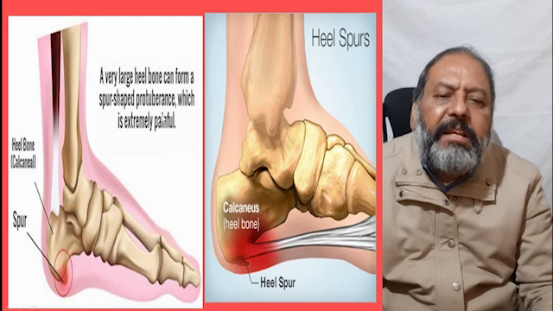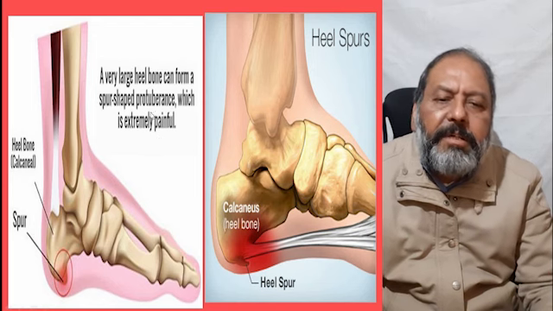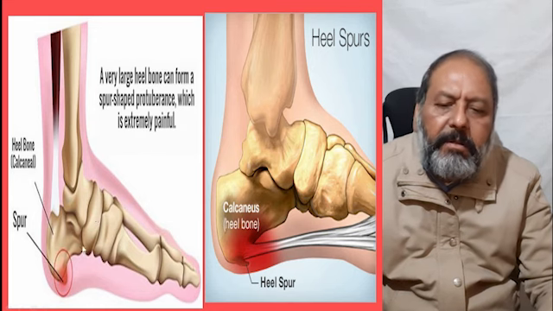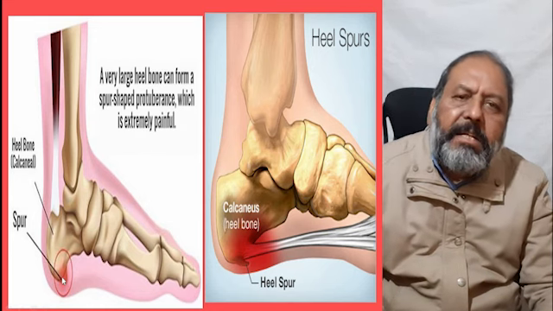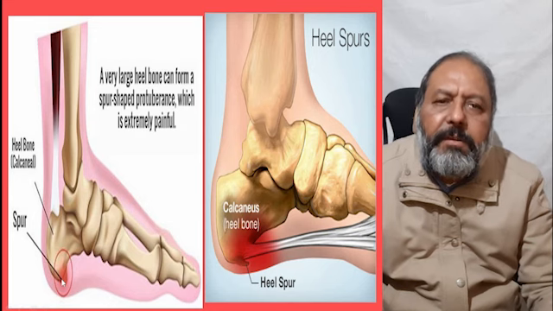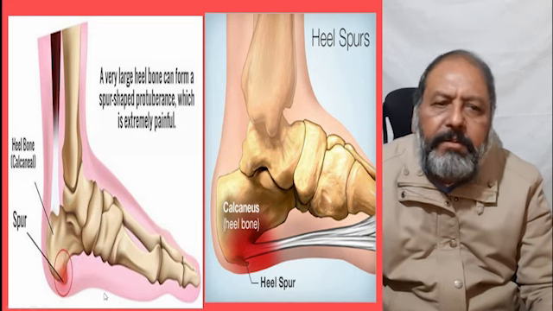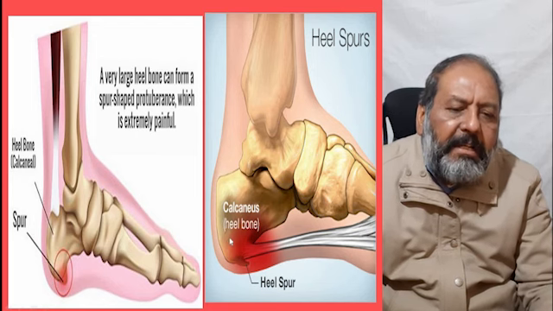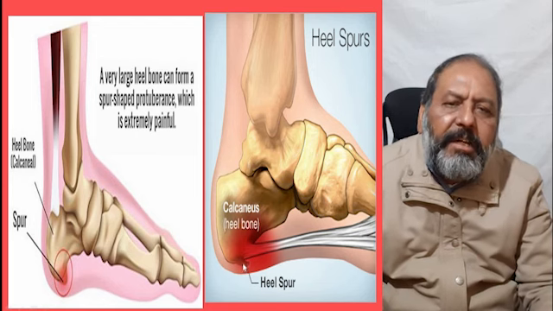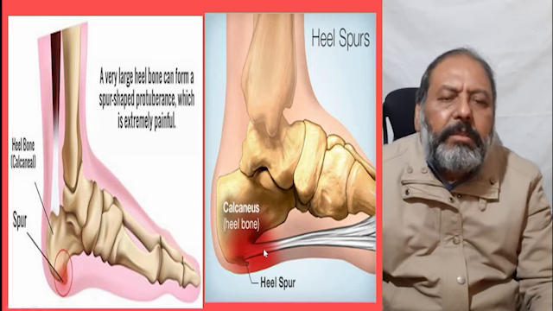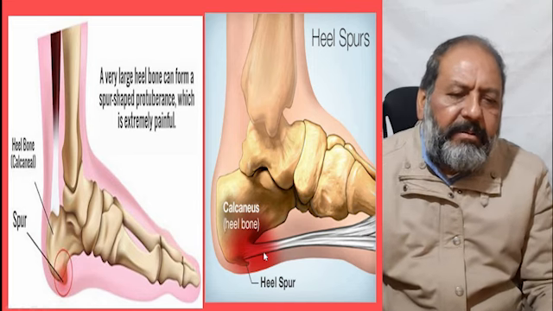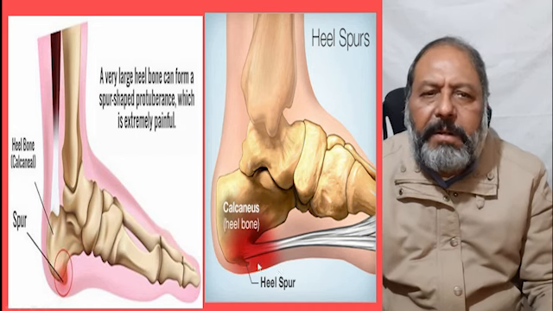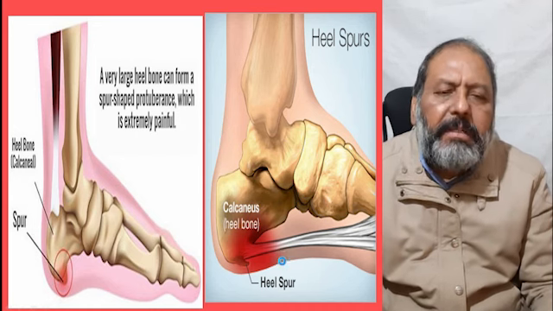A very large heel bone can form a spur-shaped protuberance which is extremely painful because as it touches the ground, it causes pain to the bone and to the foot. And here one can see the heel spurs, the calcaneus heel bone, and the heel spur that is going to cause pain and inflammation to the plantar fascia and damage the plantar fascia, so it causes extreme pain.